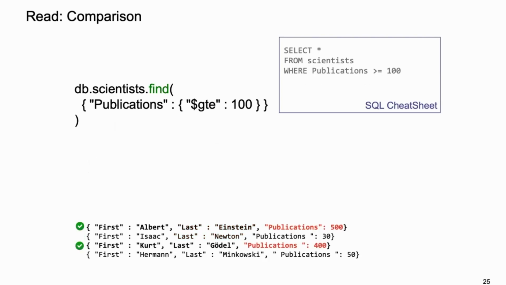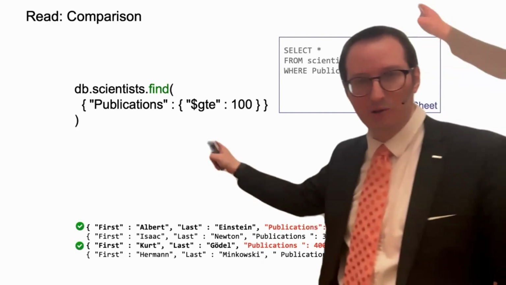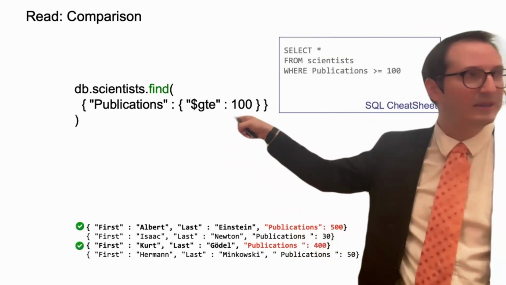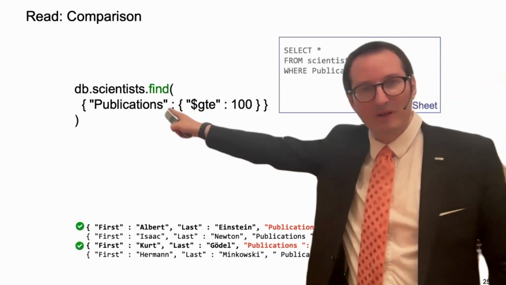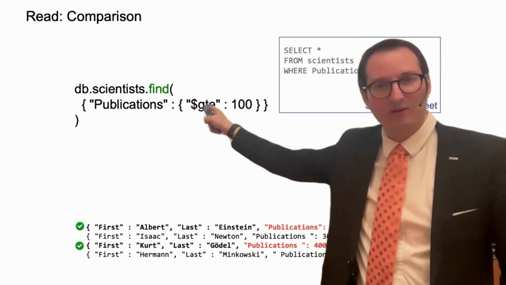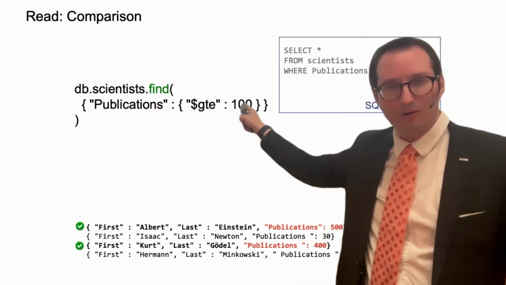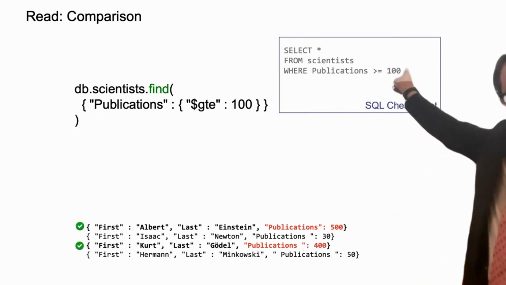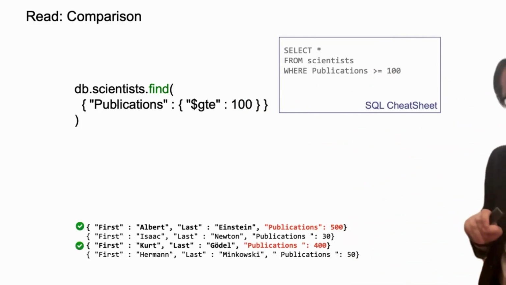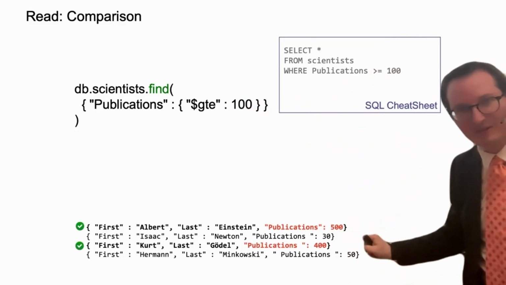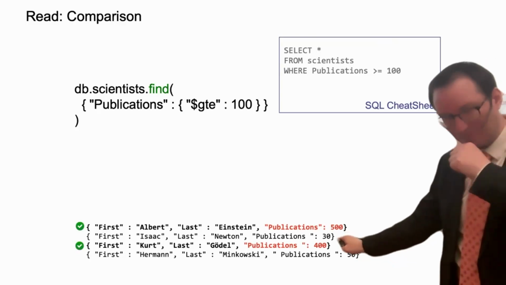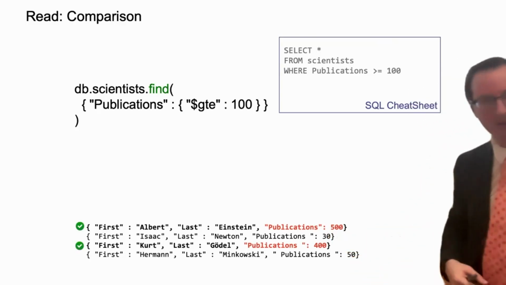Then you have other keywords than just $or. You have many, many others. You have, for comparisons, for example, this $gte and there's $lte and so on. And that means the publications is greater than or equal to 100, right? So that would be what you would write in a high-level query language or in SQL. So that would select this one, excuse me, but not this one or this one.